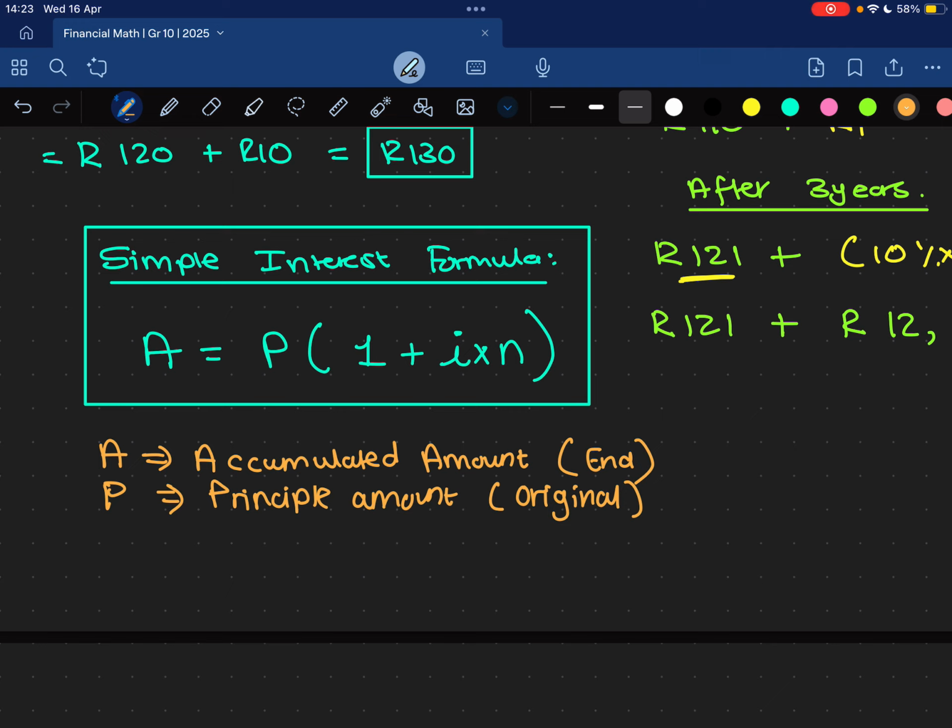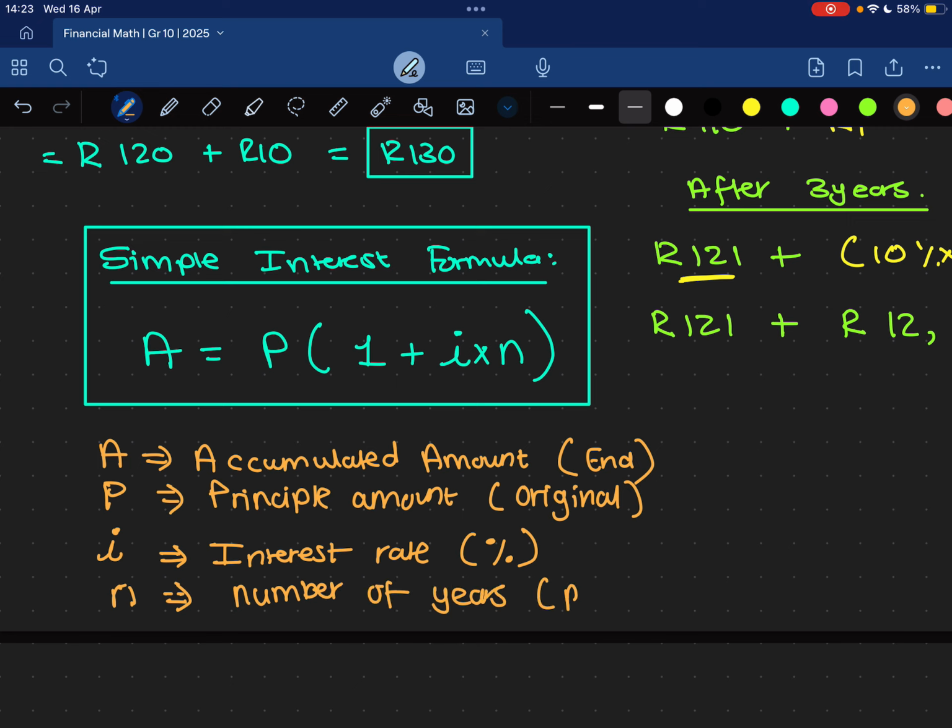Then i is the interest rate, which is a percentage, and n is for the number of years. It's also referred to as the time period or the period.